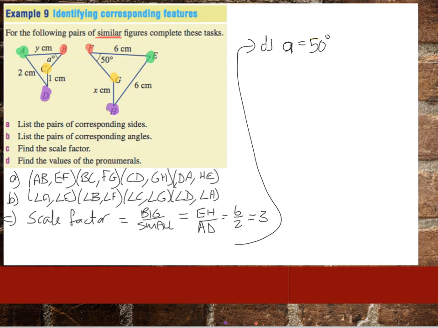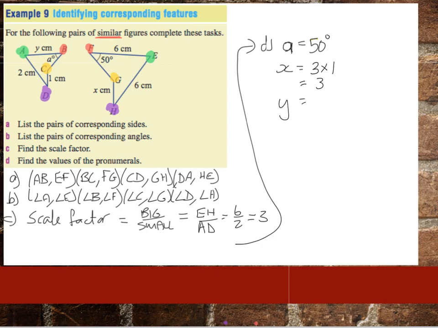Now what I'm going to do is use my scale ratio in this case. The scale factor is 3, which means that if I want to calculate X, then X is 3 times as big as the yellow purple. That's what the scale factor tells us. So I'm going to multiply it by 3. So X equals 3 times 1, which equals 3.